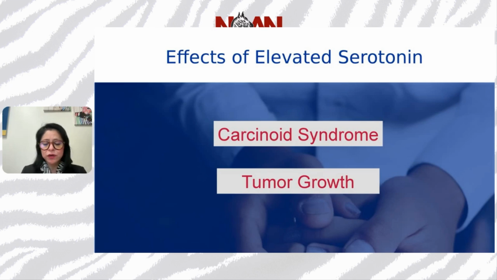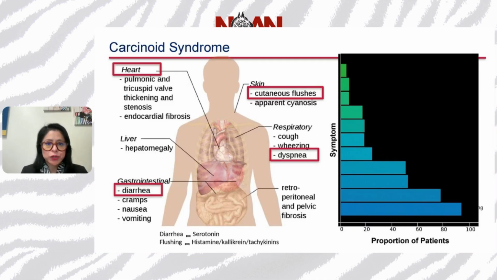And it's also been proven that serotonin can promote tumor growth, and that's the reason why there are medicines now that help us lower this level of serotonin. As we discussed earlier, the most common symptoms of carcinoid syndrome are flushing, diarrhea, and wheezing.